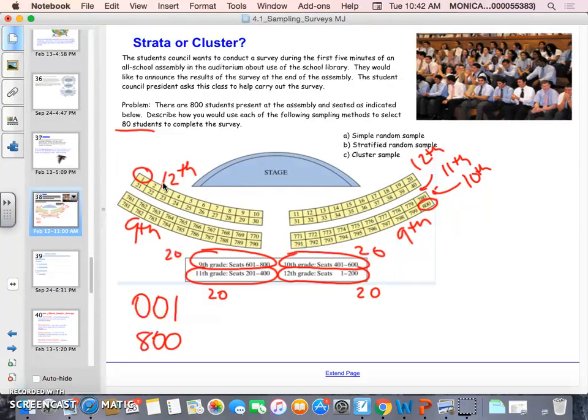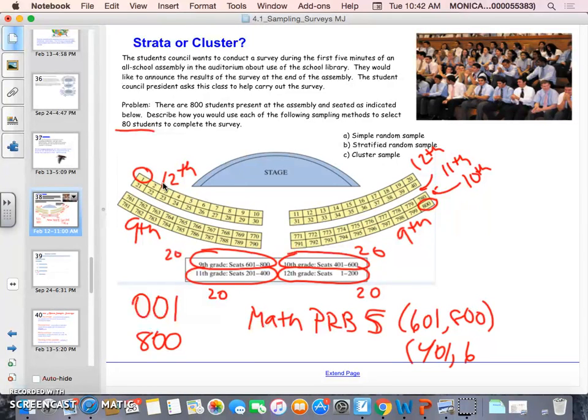So for the 9th grade section, I would do math, PRB, 5, and I would do from 601 to 800, and I would hit enter 20 times. Those would be the 20 people that I select from 9th grade. This is a number 5, by the way. If I did the same thing for 10th graders, I would enter 401 to 600 20 times until I selected all my 10th graders.